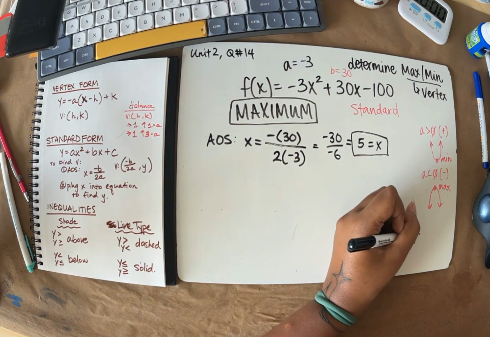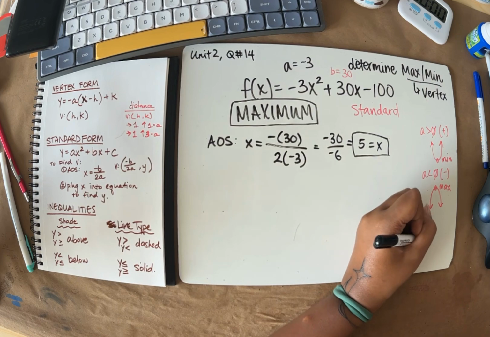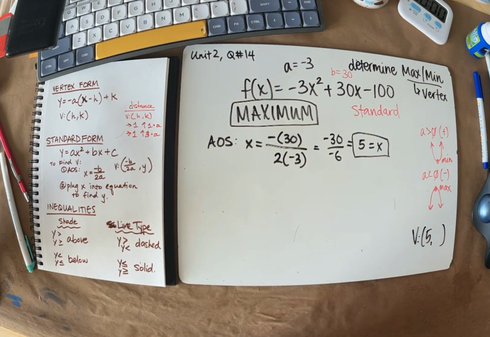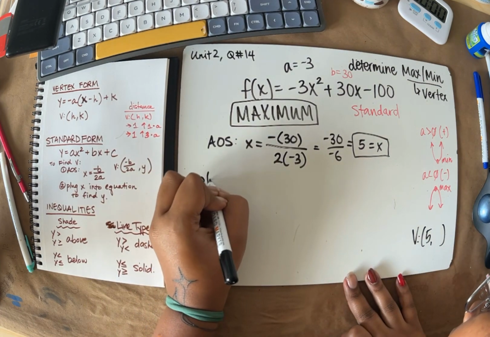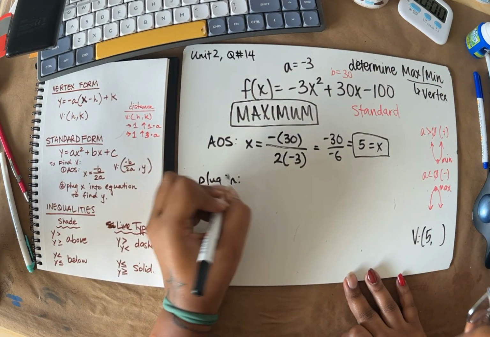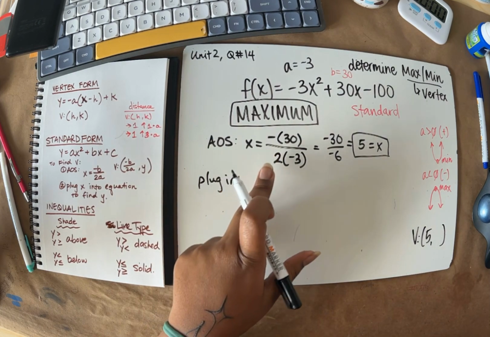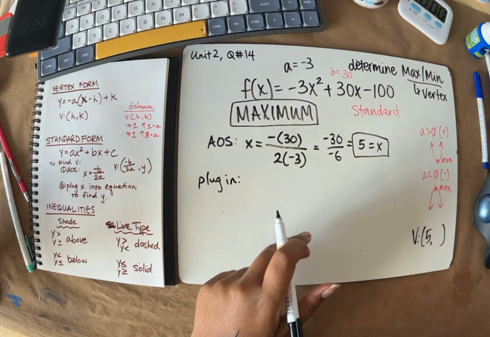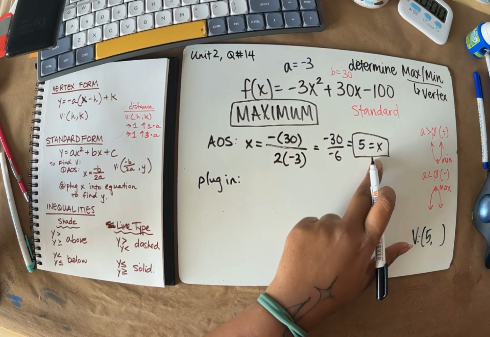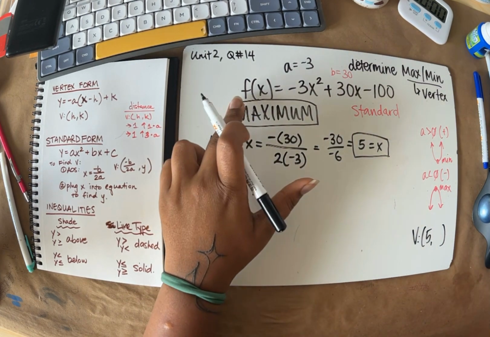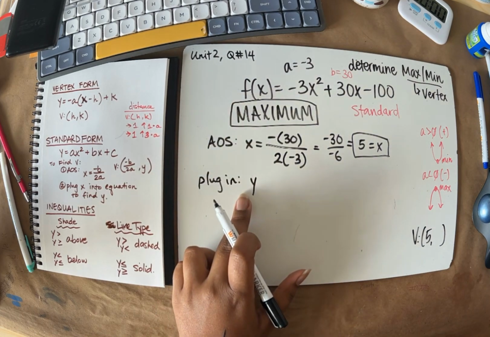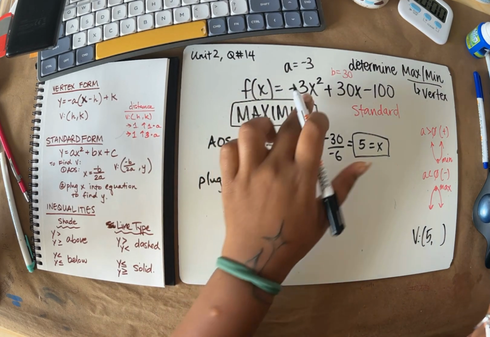So for my vertex, it's going to be 5, something. To find my y value, I must plug in. To find my y value, I must evaluate my equation by plugging in x is equal to 5. So f of x is a fancy way of saying y, so y is equal to this entire equation.